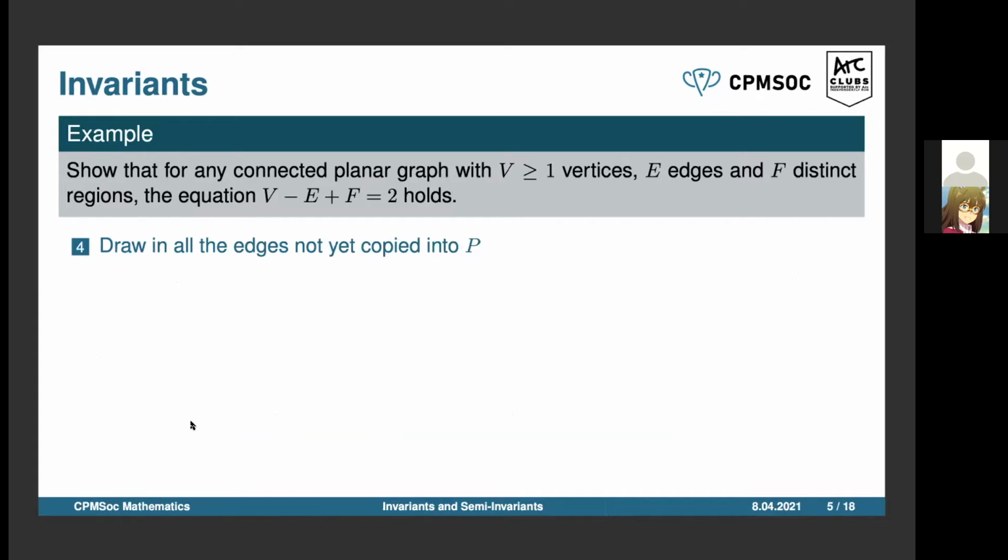So now we want to complete the copy by adding in all the edges that we haven't yet copied over. When you add a new edge without adding any new vertices, the number of vertices changes by 0. The number of edges increases by 1. And the number of faces also increases by 1 because you're taking an existing face and cutting it in two with an edge.